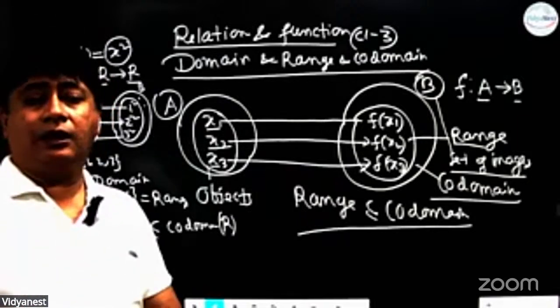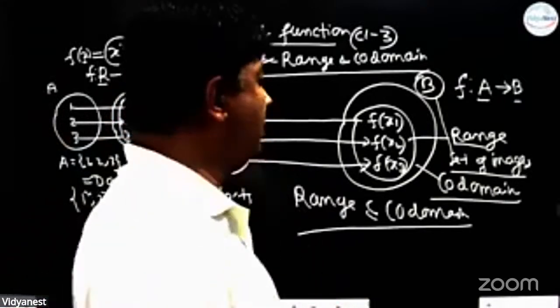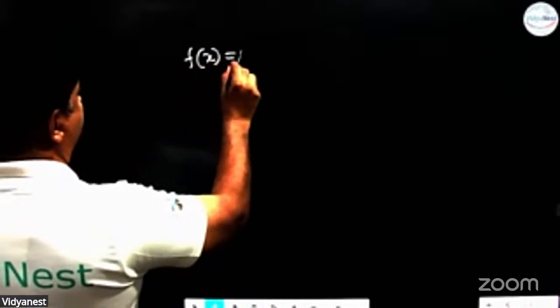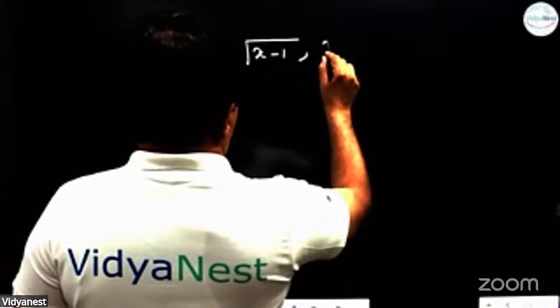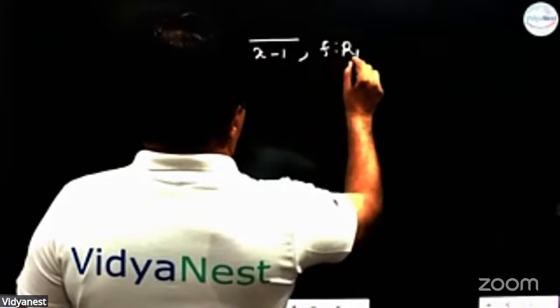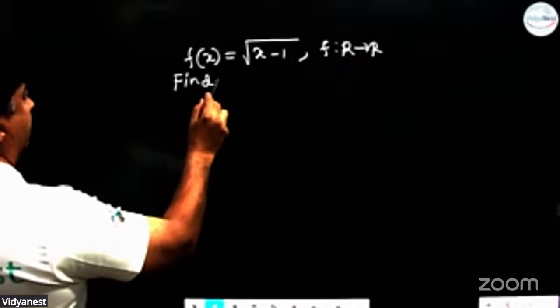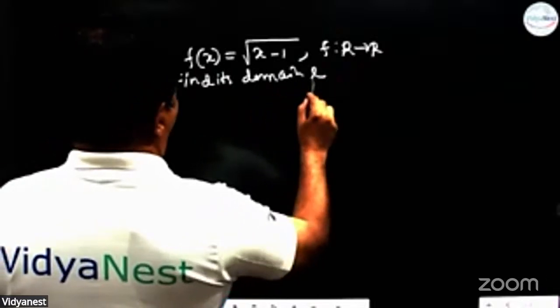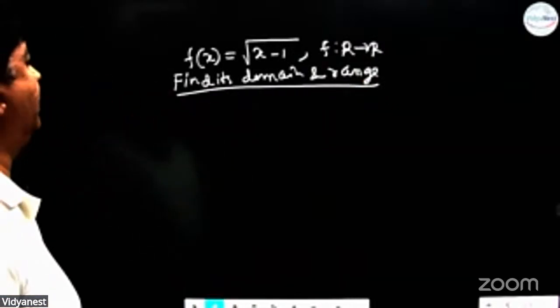Now let us take a few simple examples to comprehend what is domain and what is range. See, suppose you have f(x) is equal to root of x minus 1, where f maps from real number to real number. Find its domain and range.